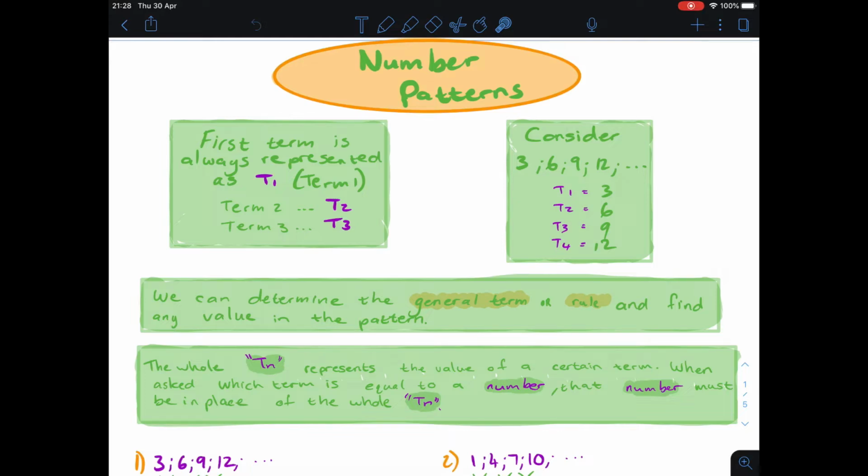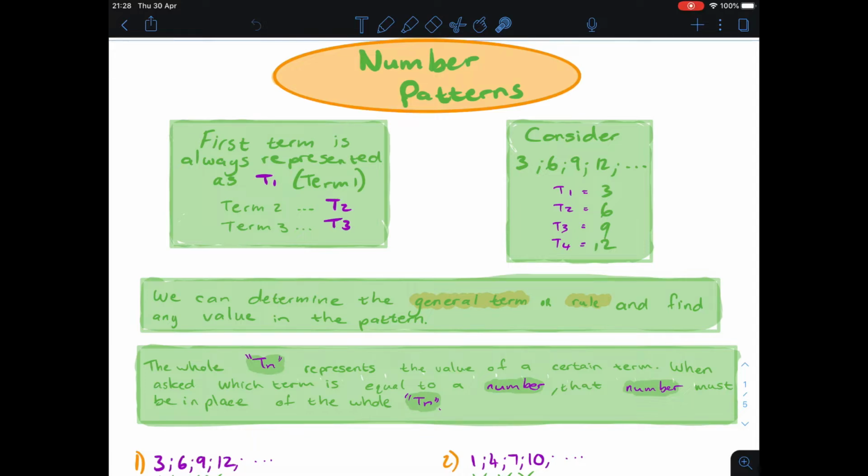When you look at the next little block over there, it says consider the following pattern. We have 3, 6, 9 and 12 and so on. So therefore 3 will be term 1, 6 will be term 2, and 9 will be term 3, and 12 will be term 4. So we can ask you which term is equal to 9, and you can then say term 3. Or what is the term number of 12, and then you can say it's term 4.